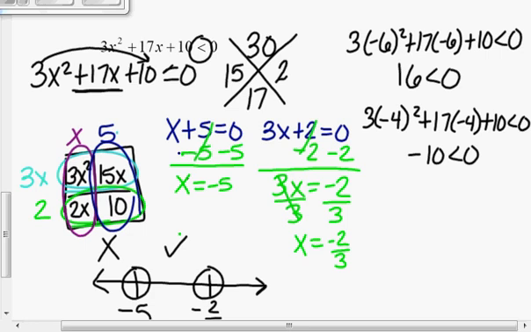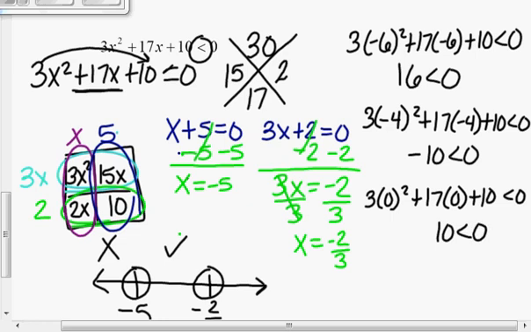Last interval is greater than negative 2/3, and we use 0. So 3 times 0 squared plus 17 times 0 plus 10 is less than 0, and we get 10 is less than 0. Since this statement is false, we put an X above there, and since we have a check in between, we shade in between.